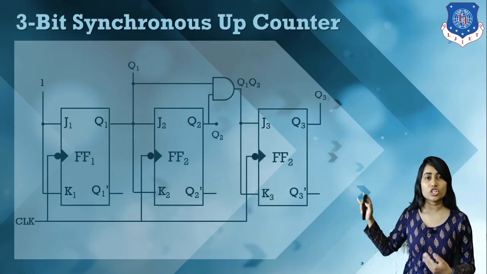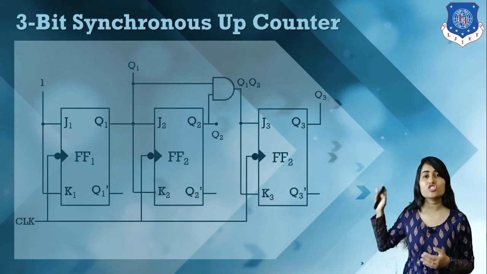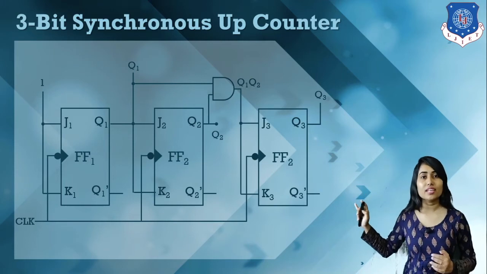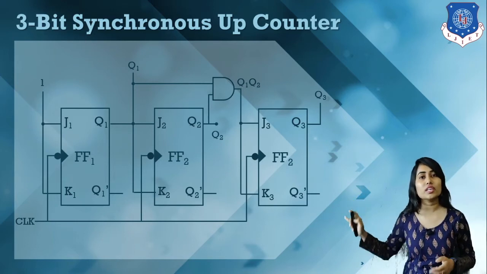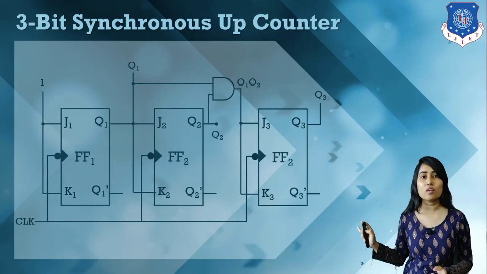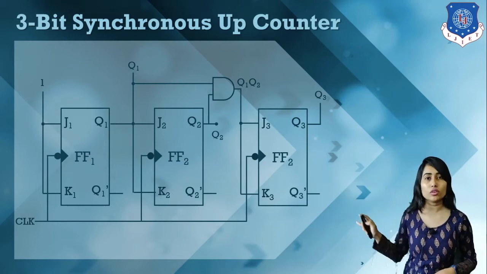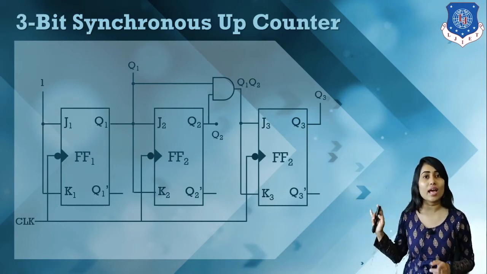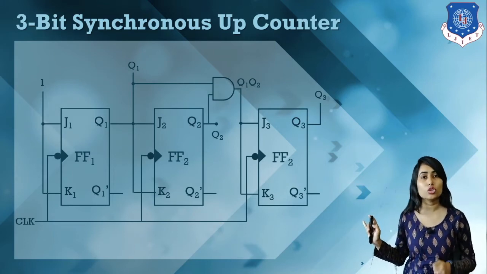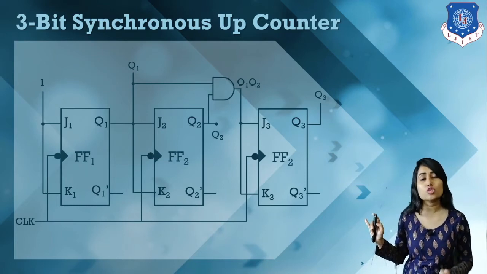Here we have J2 K2, Q2 Q2 dash, J3 K3, Q3 Q3 dash. Now here in input, this J1 K1 is equal to 1, which we calculated previously. In J2 K2 we have Q1, so we connect Q1 over here. In J3 K3 we have Q1 into Q2 dash.